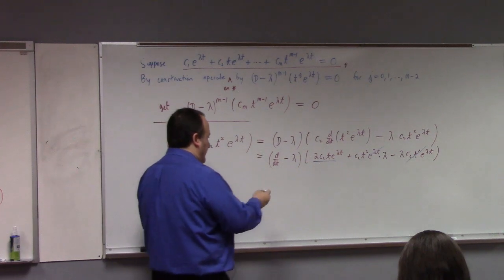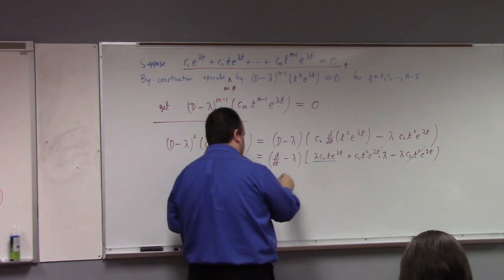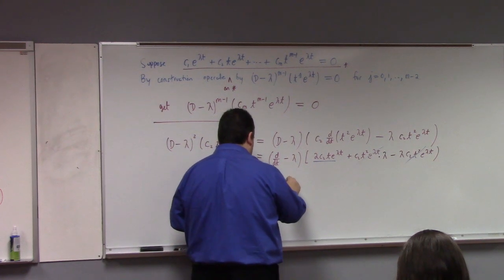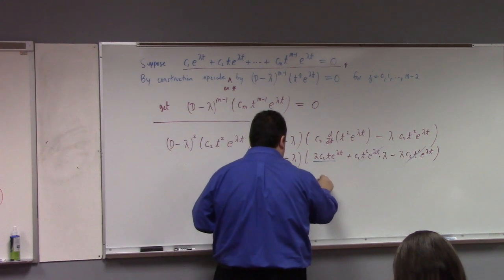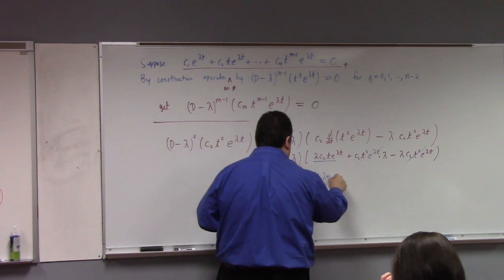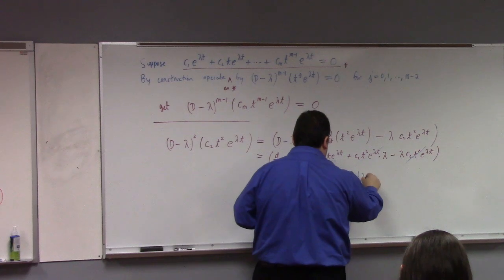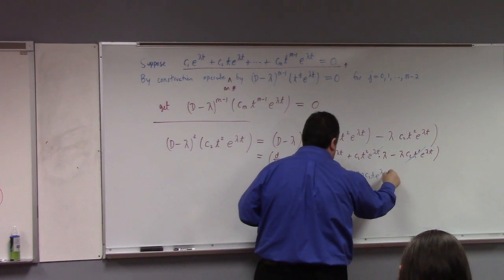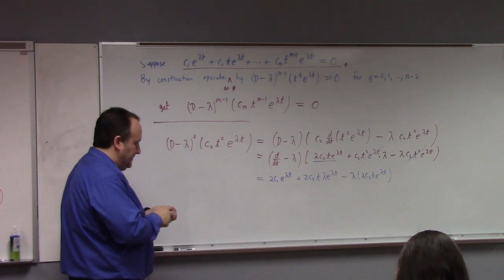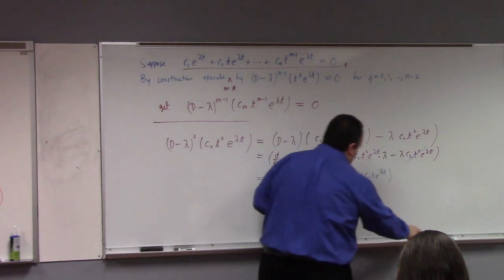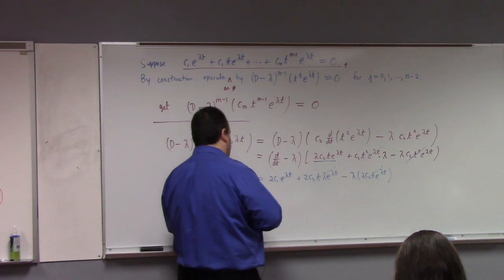But now we differentiate again. What happens? The derivative of the first term, it's product rule, so I've got 2c1 e to the lambda t plus 2c2t lambda e to the lambda t from the product rule in the first term, and then I've got minus lambda times 2c2t e to the lambda t. Those last two terms cancel again, and we're just left with this.